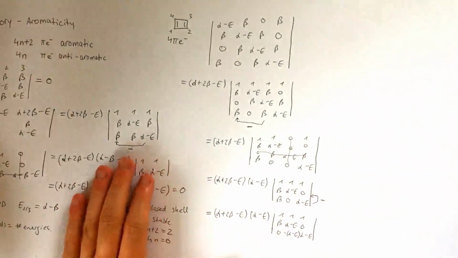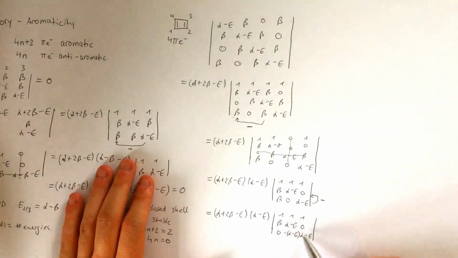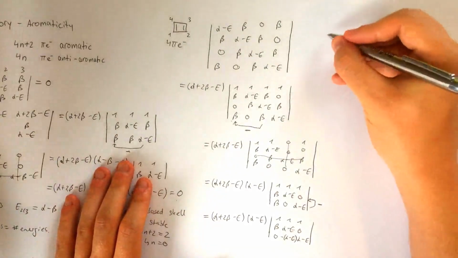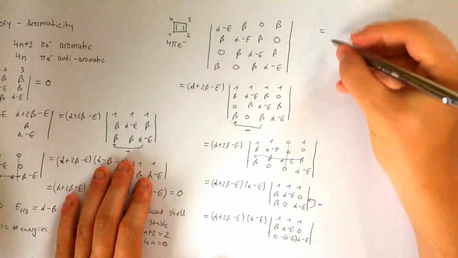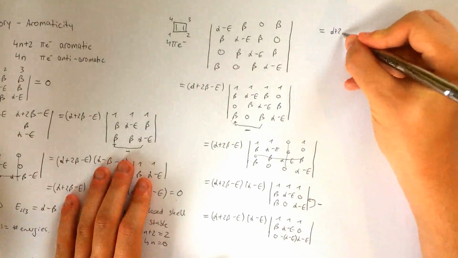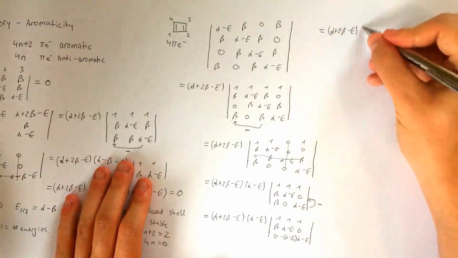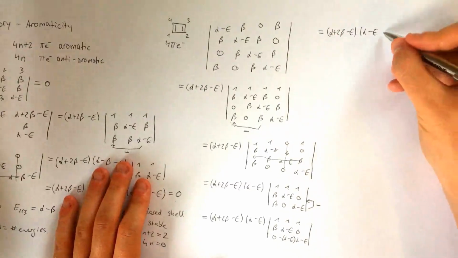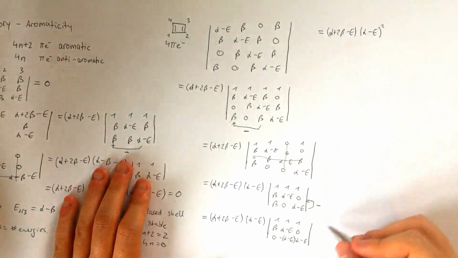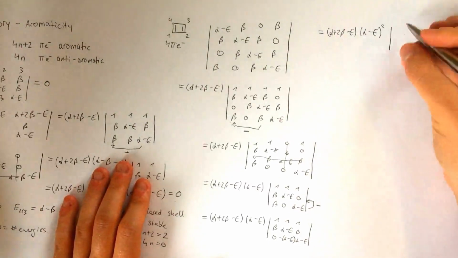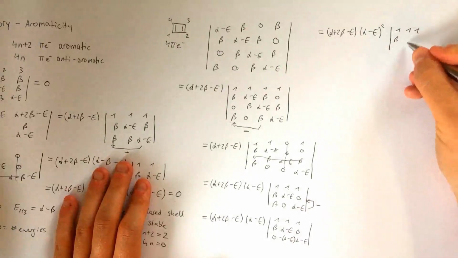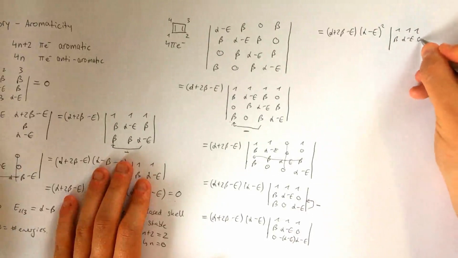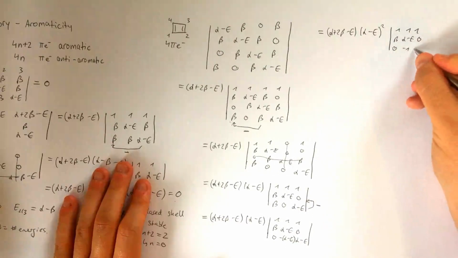Now, what I'll find is that in the last row, I can factor out alpha minus E again, which if I write it down, I get alpha plus 2 beta minus E, and then alpha minus E squared, and then the determinant looks like 1, 1, 1, beta, alpha minus E, 0, 0, minus 1, 1.